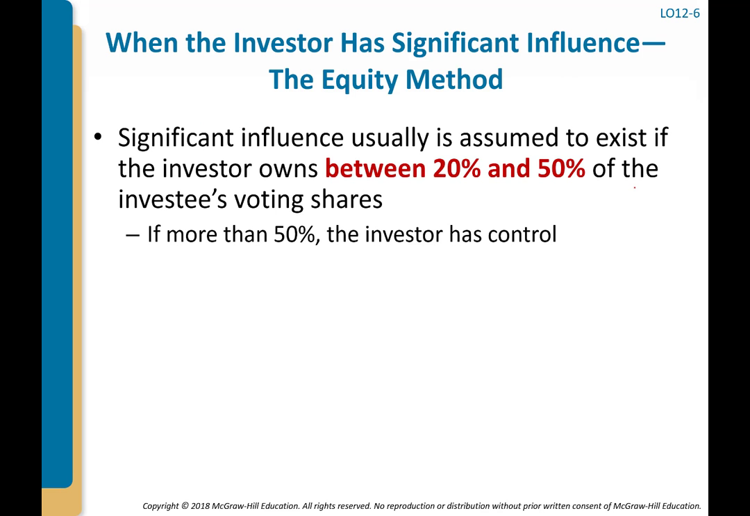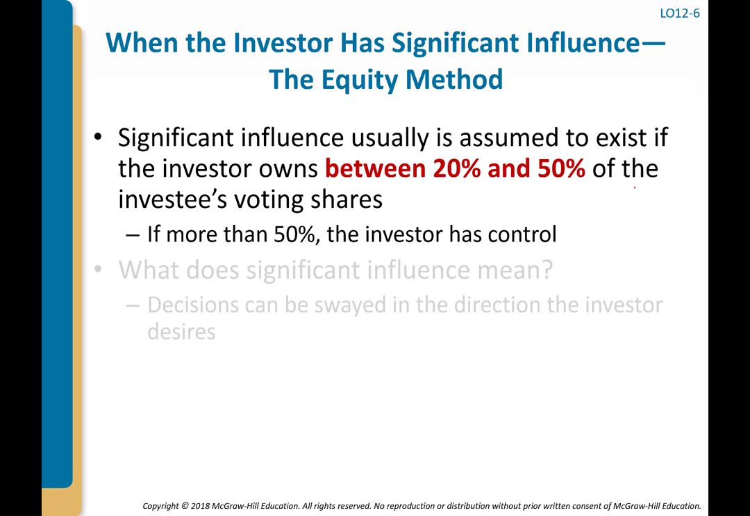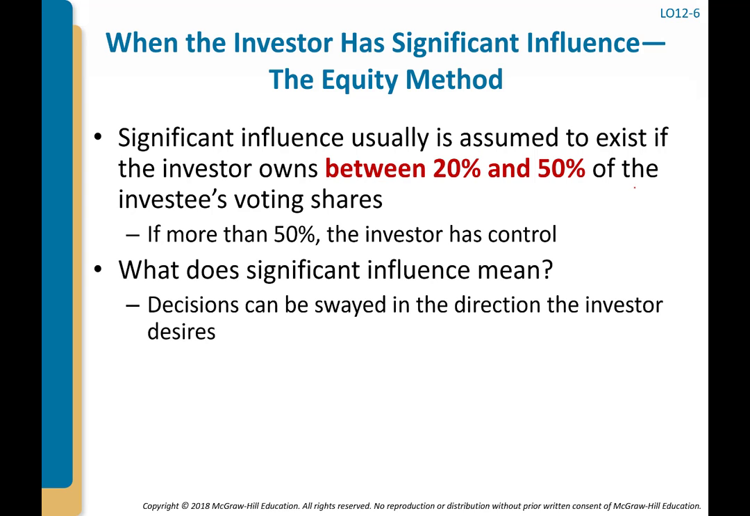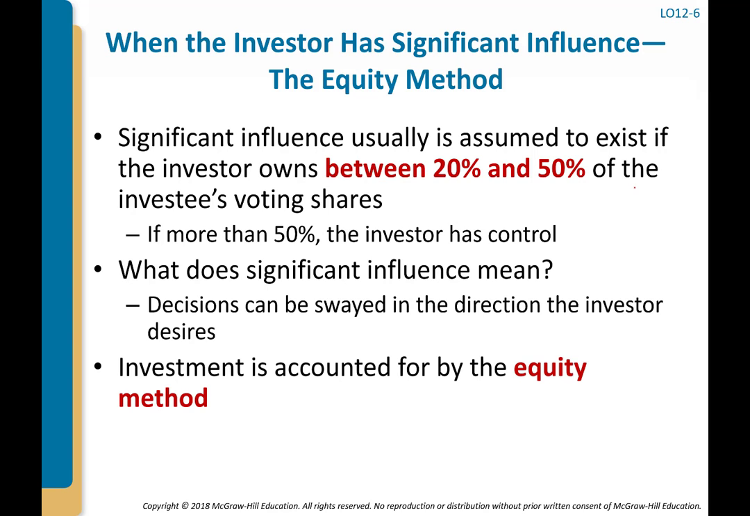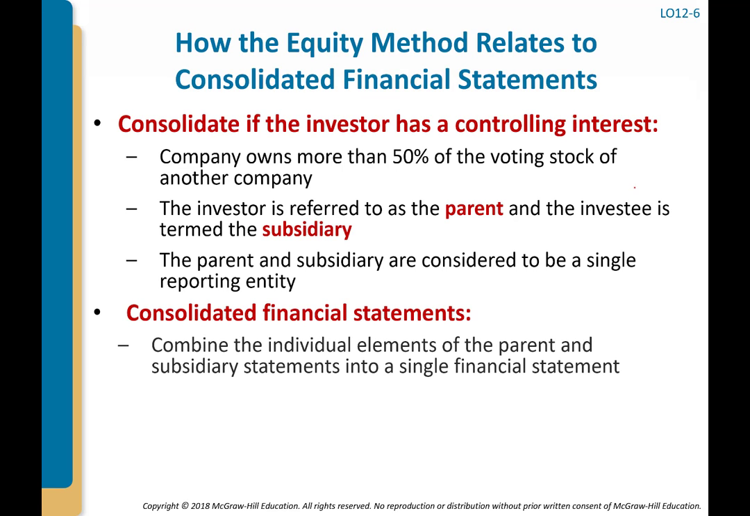Okay, now the equity method. If you get to the equity method, now we're going to see that we have what we can influence. And we say 20 to 50, because if it's over 50, you consolidate, right? Okay, so let's go ahead and take a look at the equity method.